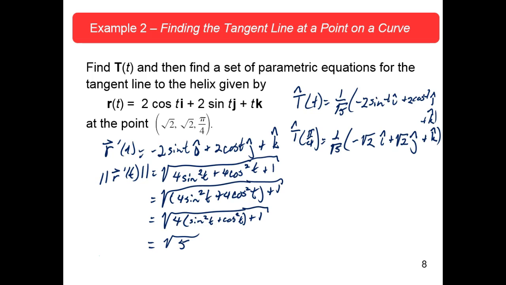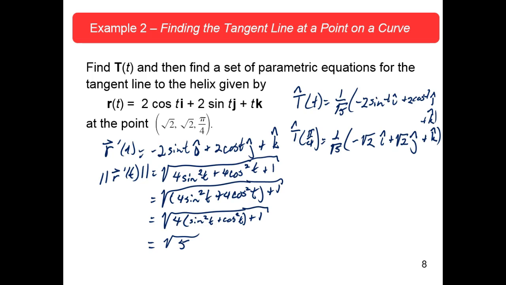Now, you might be concerned, is this truly a unit vector? I indicated it was. Let's see. Root 2 over root 5 squared would be 2/5, right? Root 2 over root 5 squared would be 2/5. That would be 4/5 total, plus 1 over root 5 squared would be 1/5. 5/5. 2/5 plus 2/5 plus 1/5 is 5/5. Okay, so it is a unit tangent vector.